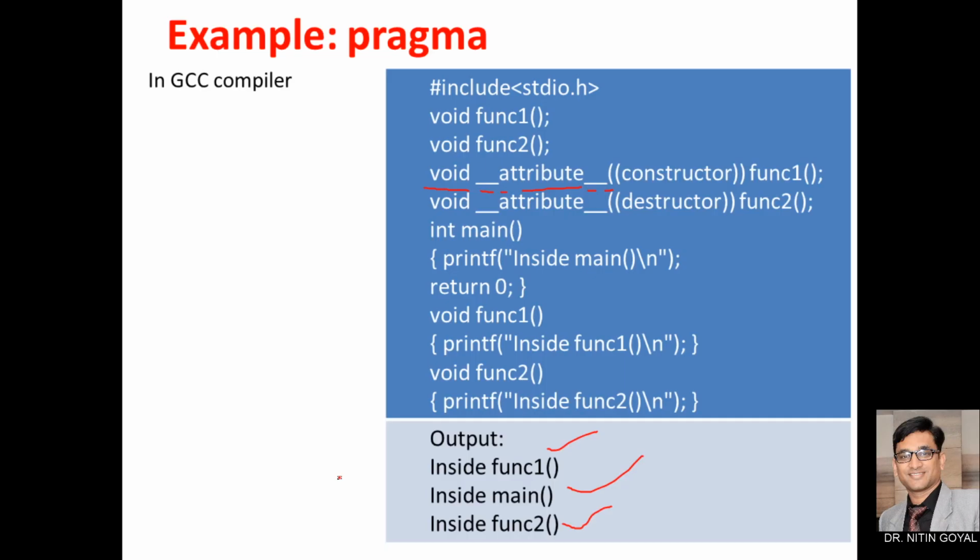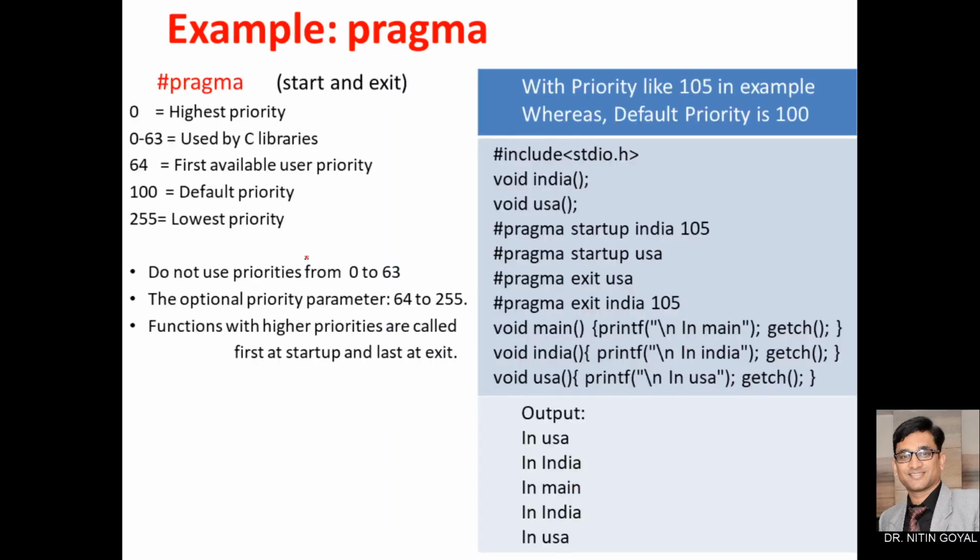Now one more thing in pragma is to assign the priority. Priority lies between 0 to 255, where 0 to 63 is reserved for C libraries, so you cannot use it. You can use only from 64 to 255, and 100 is the default priority. So whether you assign 100 or not doesn't matter, because that will automatically be taken as 100.